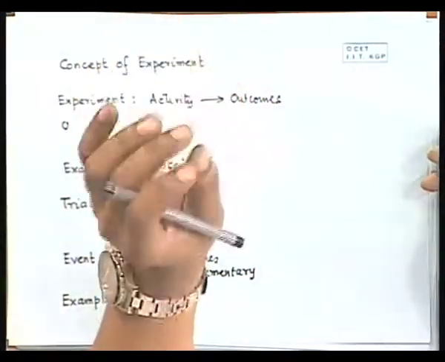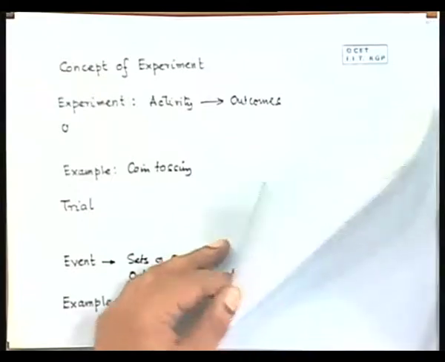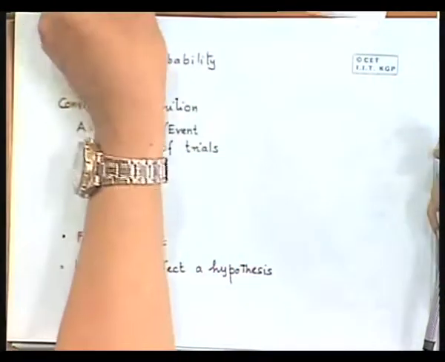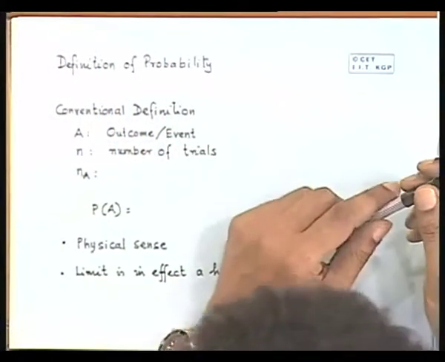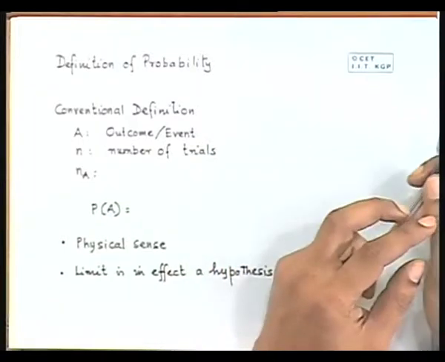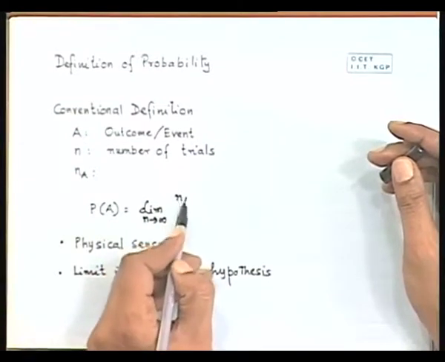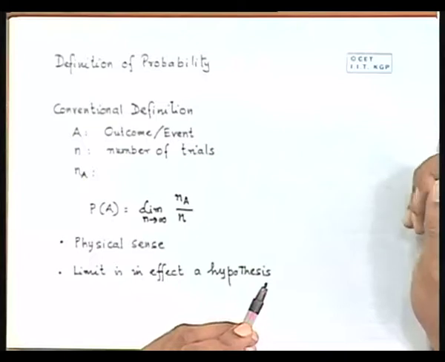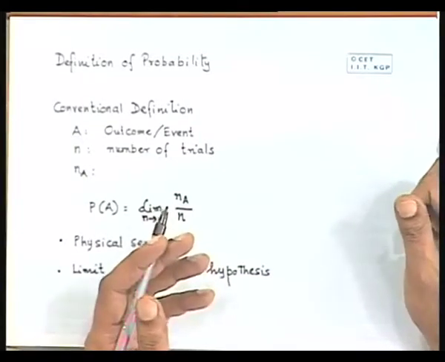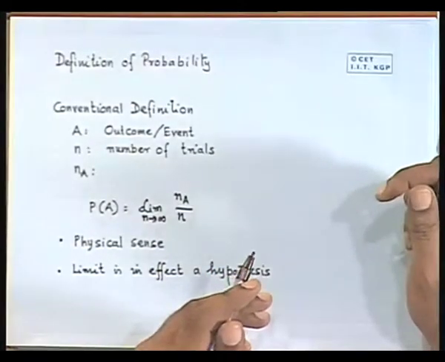So now, having understood the basic concept of an experiment, let us see the definitions of probability. We learned a definition in school, which said that if you perform n trials of an experiment, and if you are interested in an event A, right, and if out of those n trials there are Na number of cases where A occurs, then probability of A is defined as limit of n tending to infinity Na by n. That is the relative frequency of occurrence of an event, generally we say in a large number of trials, right?